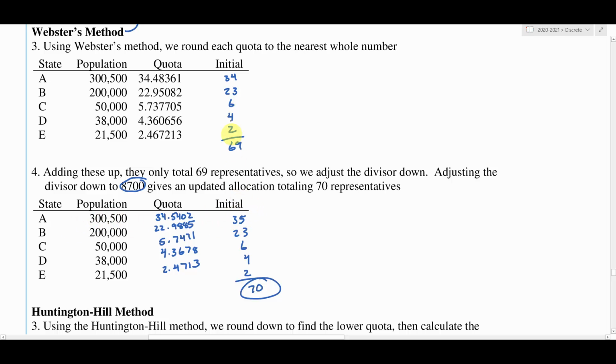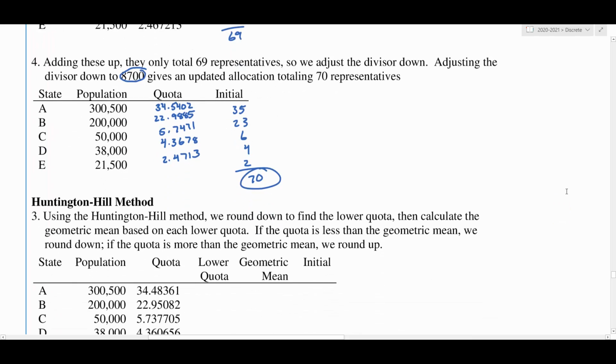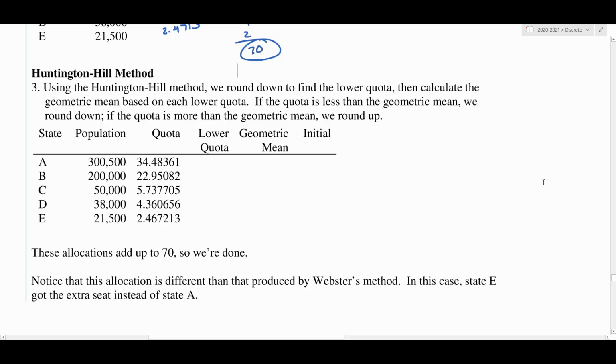State A with the largest population ended up going from 34 to 35, while everyone else stayed the same. All right, so now we're going to switch over to the Huntington Hill method. Remember, our divisor and our quotas were the same as before, so I just copied down the quotas.